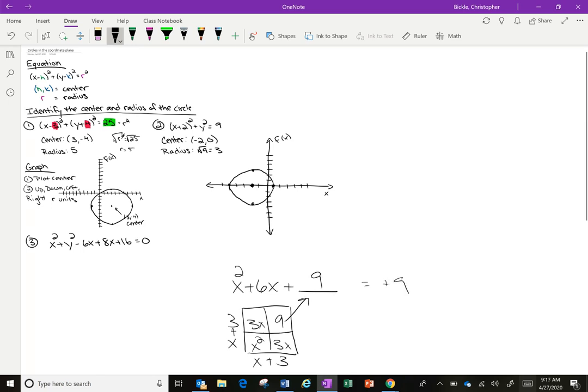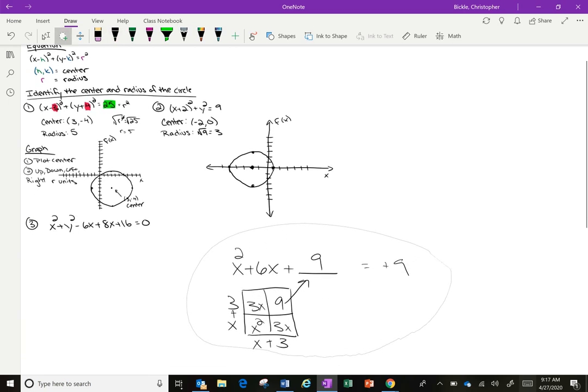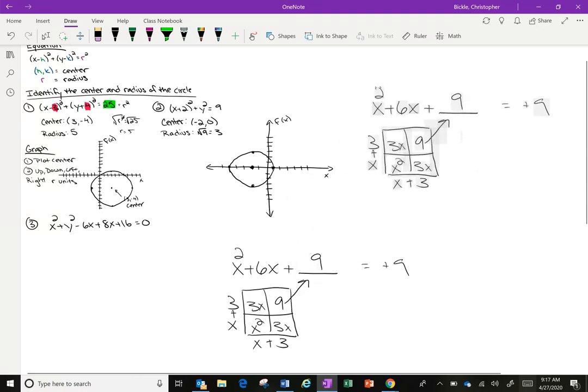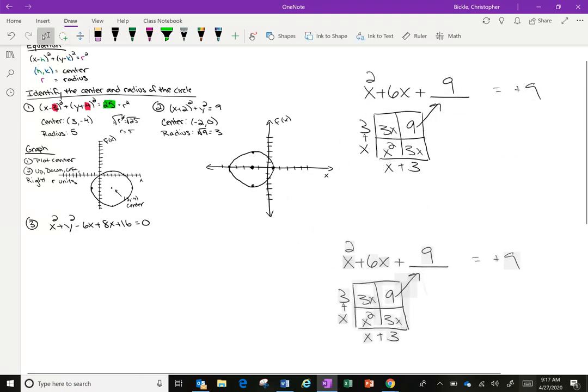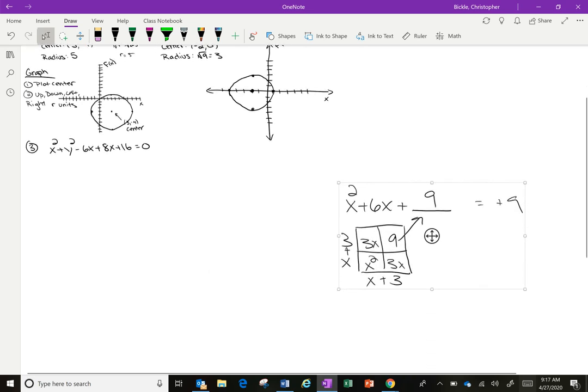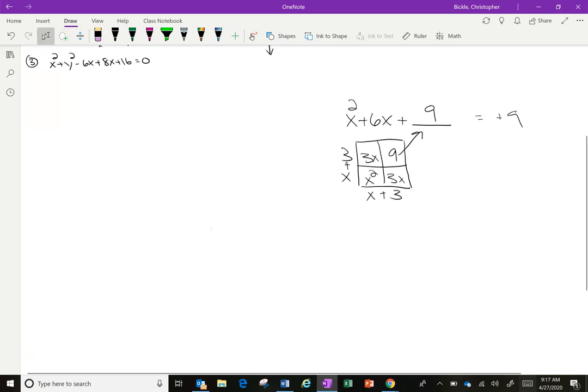And remember, we'd have to add it to the other side. We did this to graph parabolas earlier this year. We're always taking that middle number, dividing it by 2 and squaring it, and then remembering to add it to both sides. Now this equation has x and y in it, so we're going to have to handle those separately, but that's not a big deal.